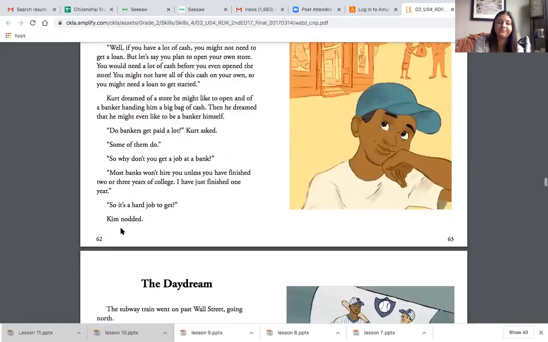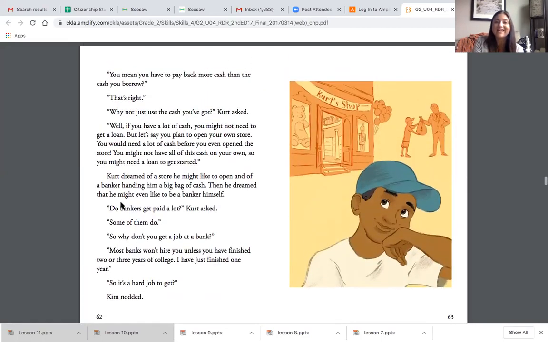Ooh, okay, that's the end of our story about Wall Street. We learned a lot about banking and about loans and some of the things that a banker might do. Let's just jump right back in.